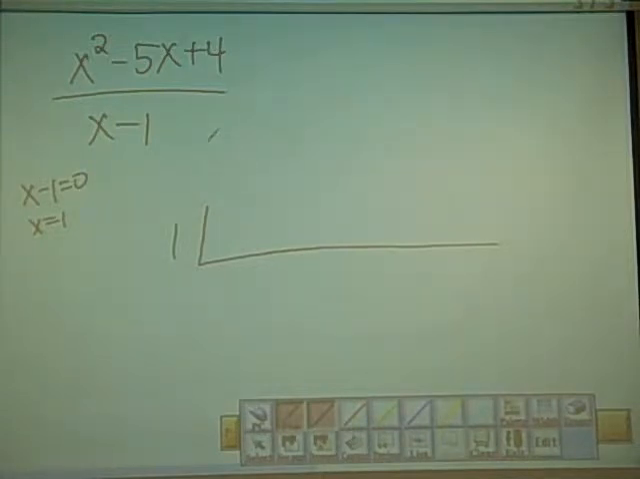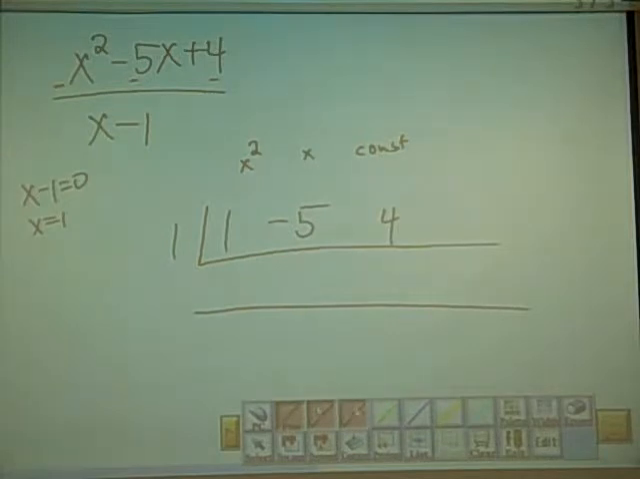So now, again, you need to have a place for the x squared, a place for the x, and a place for the constants. So you only need places for whatever your highest exponent is. And we're going to look at the coefficients for each one. So we're going to put in a 1 for 1x squared, and then a minus 5 for minus 5x, and then a 4. Draw a line, and we're going to bring down that first term.